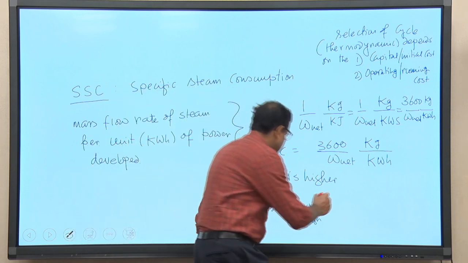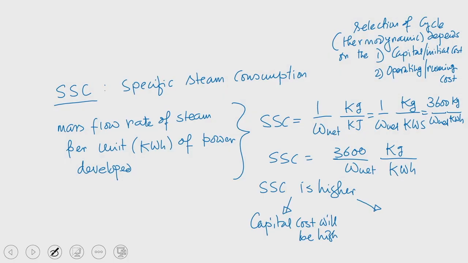So, again we can understand from this. So, W net will be less, which in turn will reduce the thermal efficiency of the plant.